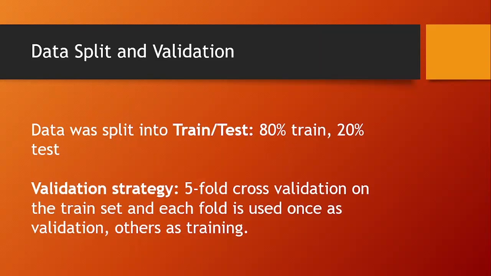To evaluate the models fairly, I split the dataset into 80% training and 20% testing. For the training data, I applied k-fold cross-validation with k equal to 5, meaning the data was divided into 5 folds and each fold was used once for validation while training on the rest. This way, I ensured that my results were not dependent on a single random split and I got a more reliable estimate of the model performance.